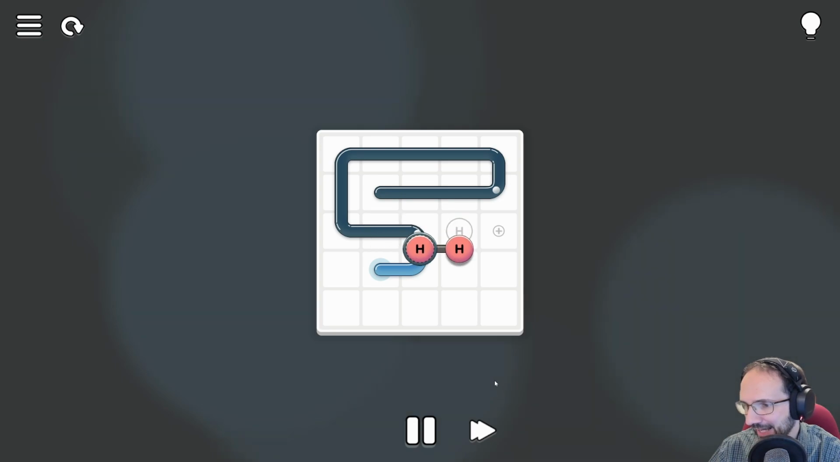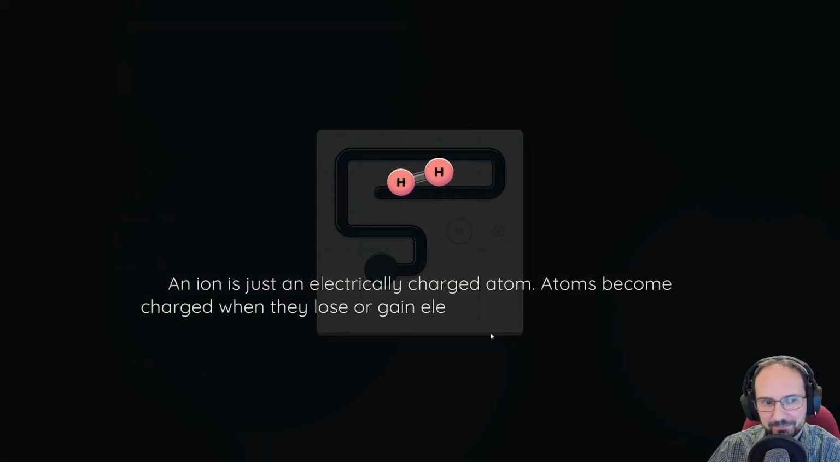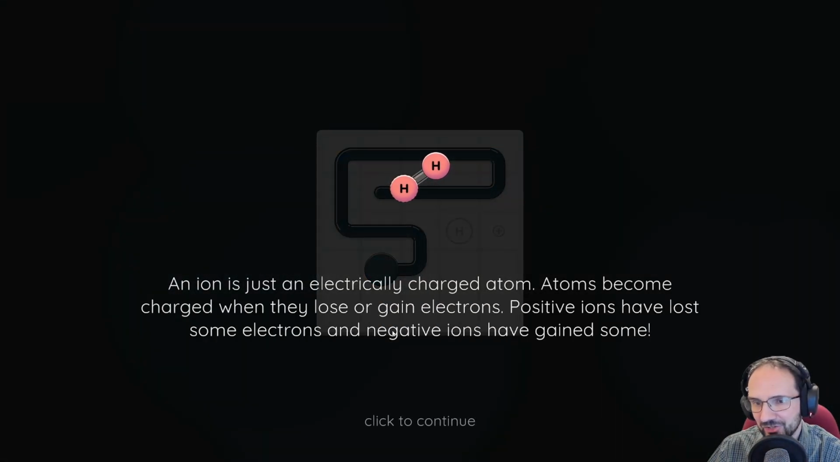Give an electron to an atom. Hungry atom achievement unlocked. An ion is just an electrically charged atom. Atoms become charged when they lose or gain electrons. Positive ions have lost some electrons and negative ions have gained some.